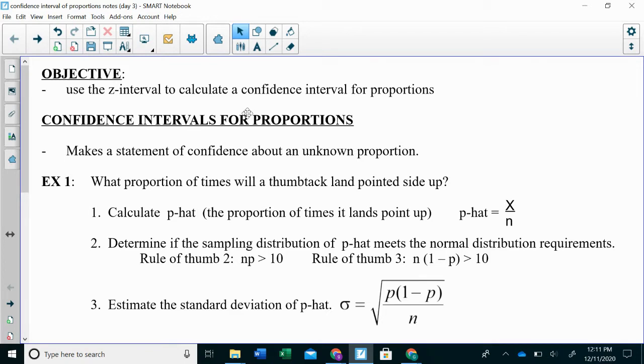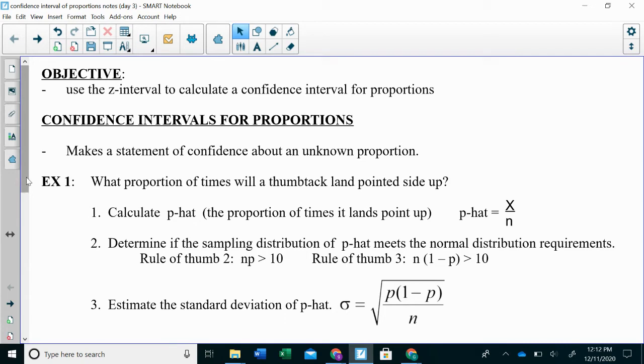The big thing about this video and this lesson is that it is a process. This video series for this unit has been talking about developing a systematic process to work through the problems. If we continue to use that approach, we will continue to improve and have a good chance to be successful. A confidence interval is where we can make a statement of confidence about an unknown proportion, and we're going to see that in a few minutes.